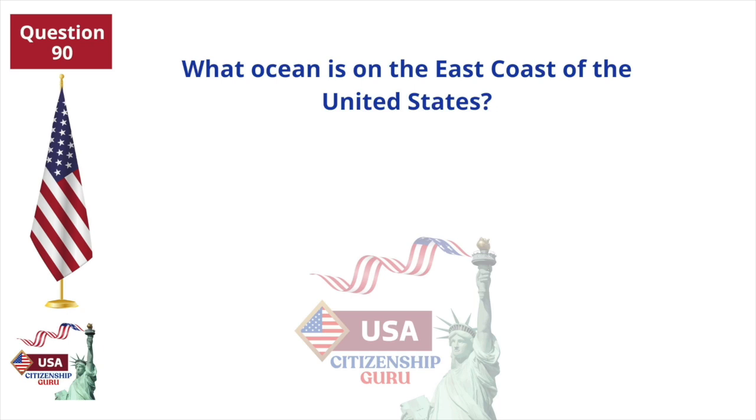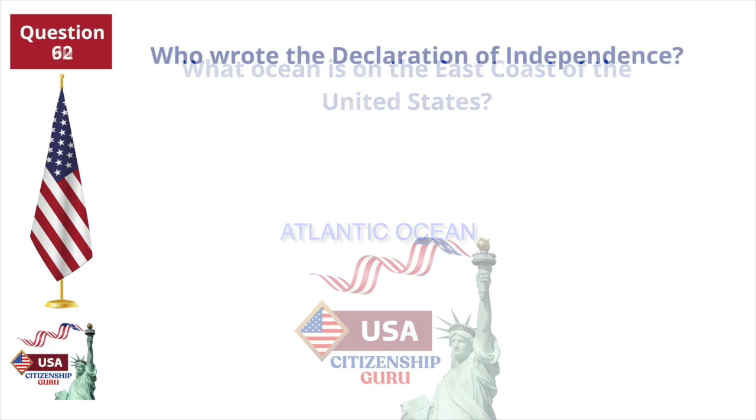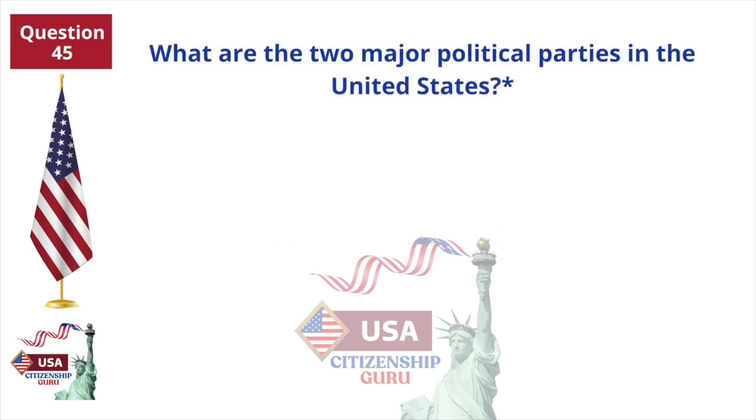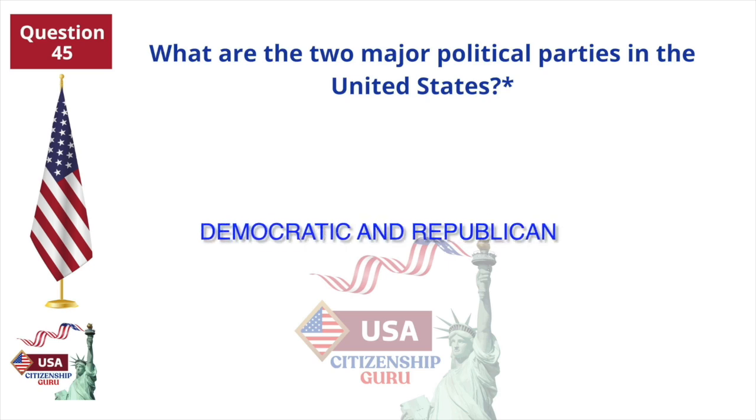What ocean is on the east coast of the United States? Atlantic Ocean. Who wrote the Declaration of Independence? Thomas Jefferson. What are the two major political parties in the United States? Democratic and Republican.